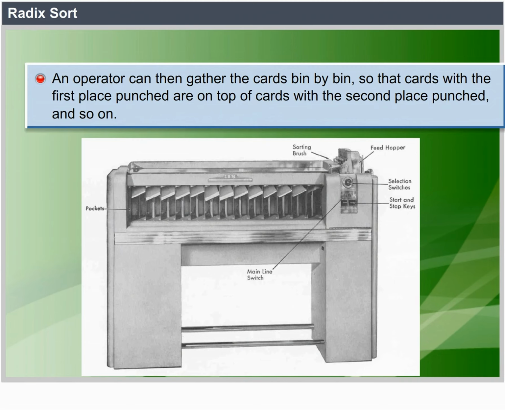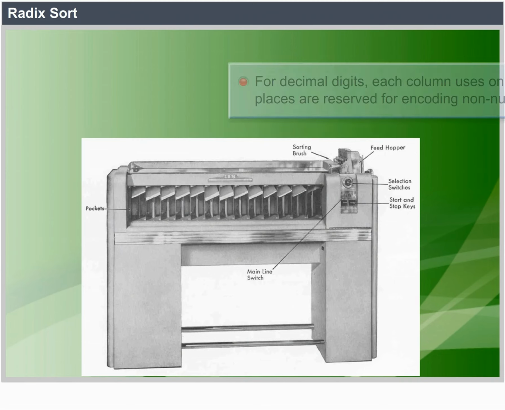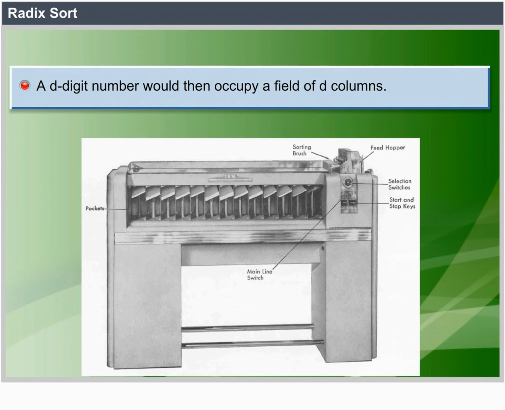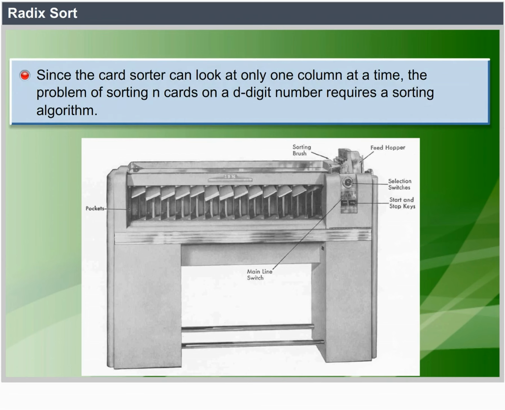For decimal digits, each column uses only 10 places. The other 2 places are reserved for encoding non-numeric characters. A d-digit number would then occupy a field of d columns. Since the card sorter can look at only one column at a time, the problem of sorting n cards on a d-digit number requires a sorting algorithm.